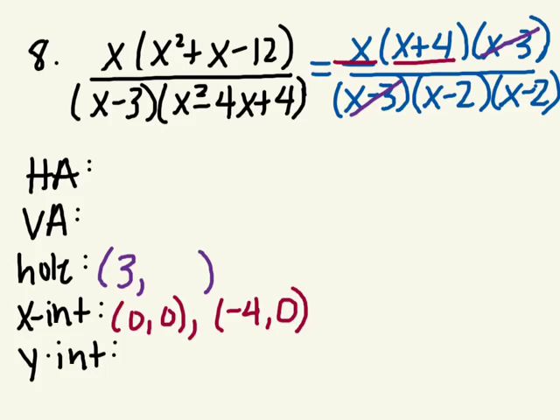We get our vertical asymptote from the zero of the denominator. So if we look at the bottom here, we have x minus 2 twice. So that's just going to give us one vertical asymptote at x equals 2.